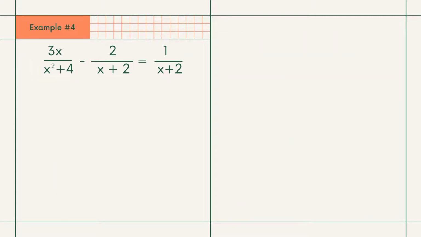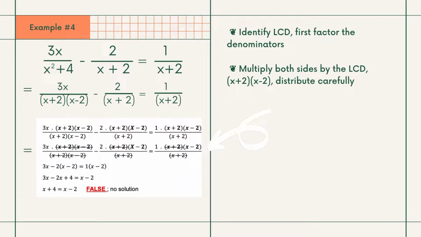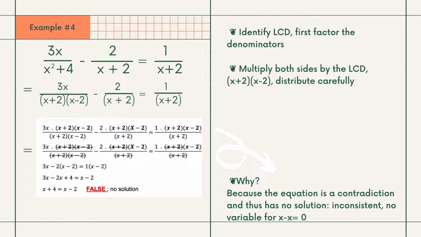3x over x squared minus 4 minus 2 over x plus 2 equals 1 over x plus 2. Identify the LCD. First factor the denominators. Multiply both sides by the LCD, x plus 2 and x minus 2. Distribute carefully. False. No solution. Why? Because the equation is a contradiction and thus has no solution. Inconsistent. No value of x makes it true, as x minus x equals 0.